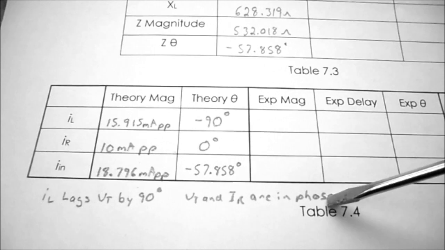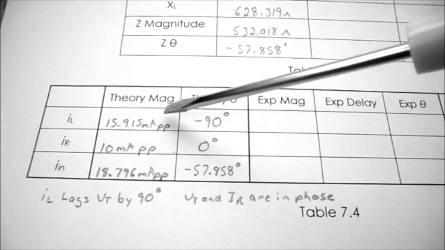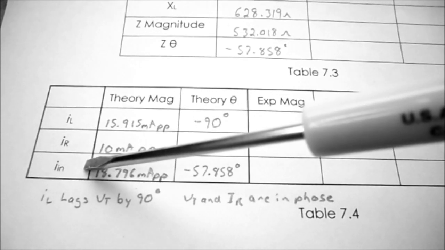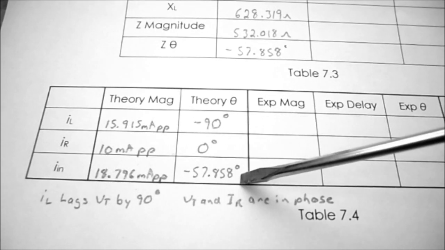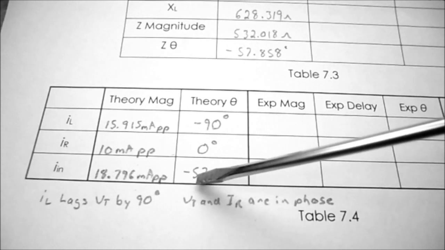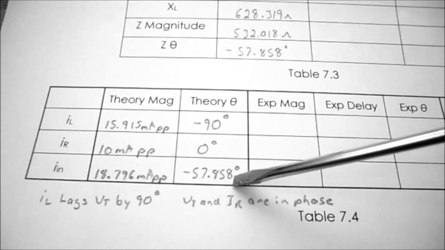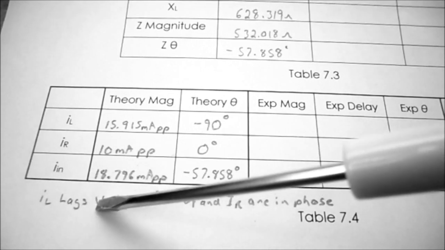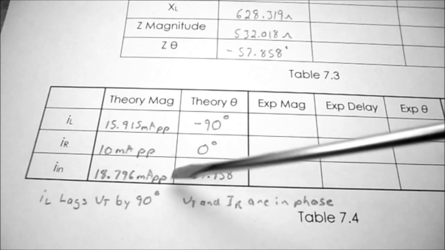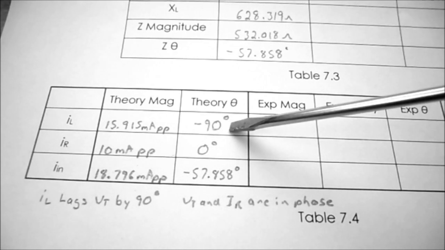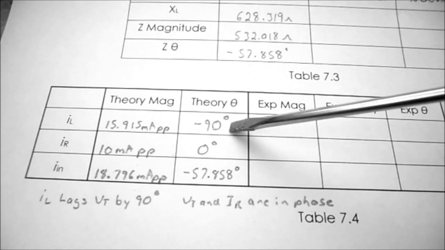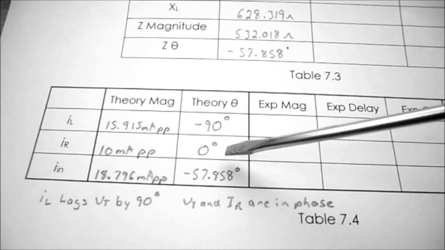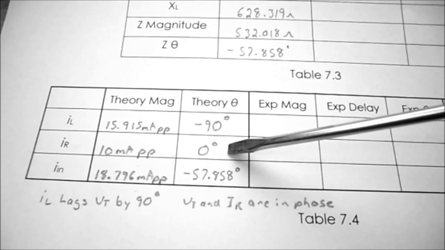So on table 7.4, I've filled in my theory for IL, IR, and IN. The phase angle for IN is going to be minus 57.858 degrees. Remember, IL lags VT by 90 degrees, so the phase angle for IL should be minus 90 degrees. And VT and IR are in phase, so IR's phase angle should be 0 degrees.